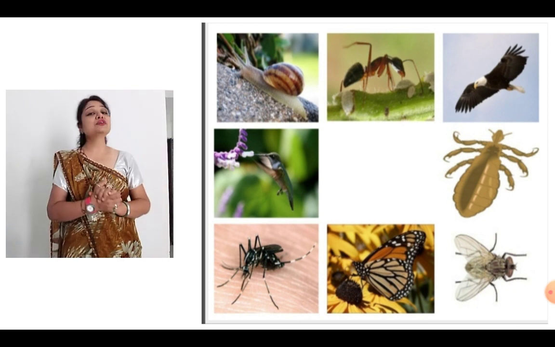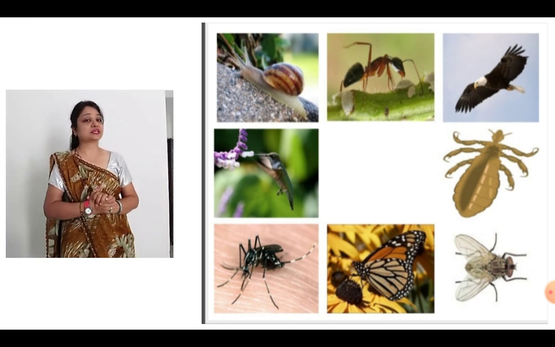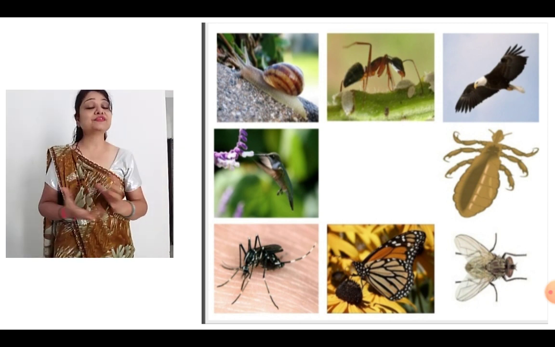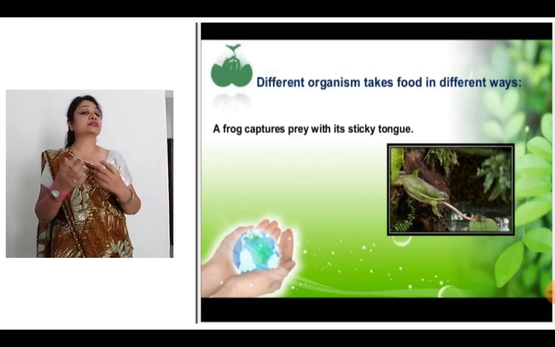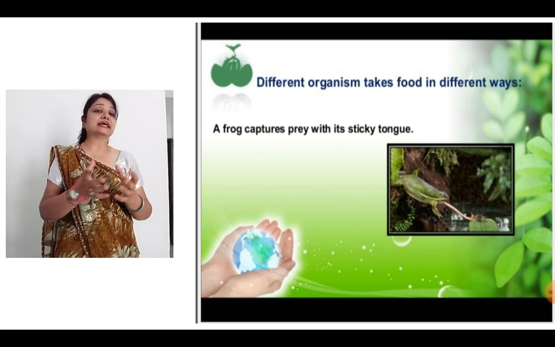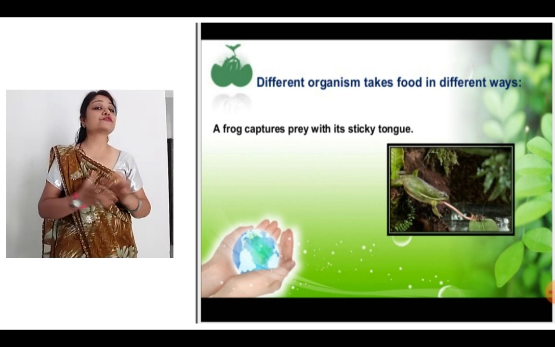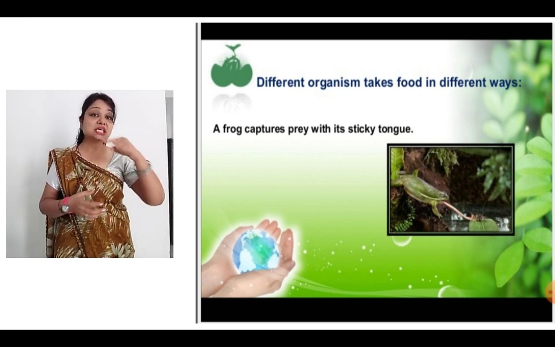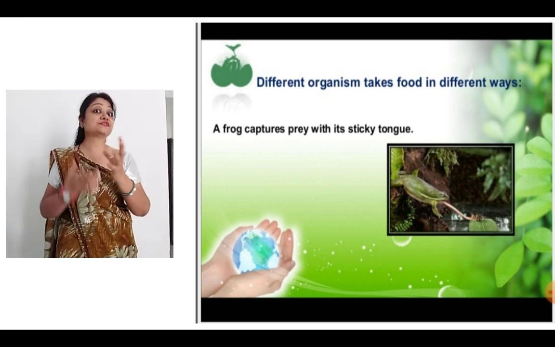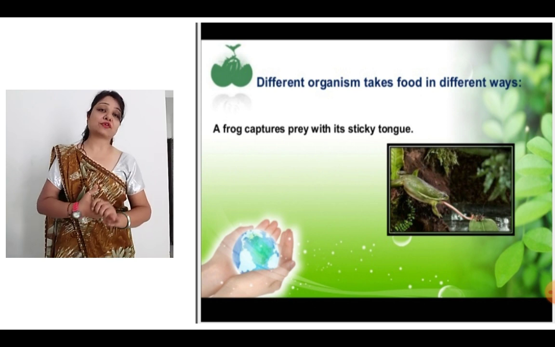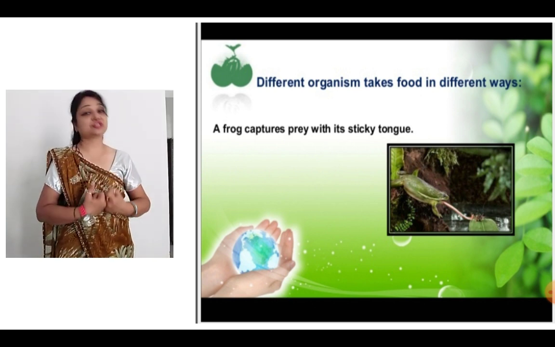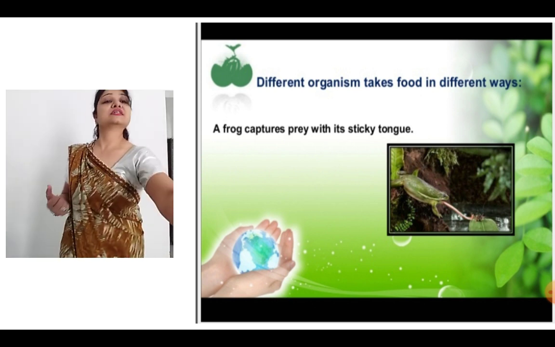Here, many organisms' pictures are there on the screen as you can see. Now I am giving you examples of some of these, how they are obtaining food or having nutrition. This is the picture of a frog. A frog captures prey with its sticky tongue. You must have seen it on Discovery Channel, right? So the process of obtaining food by a frog is that it captures its prey with its sticky tongue.